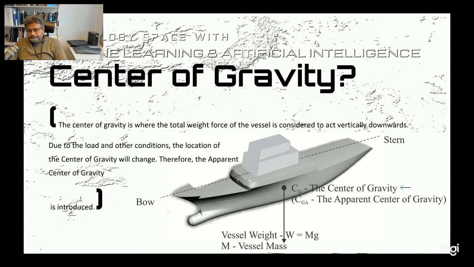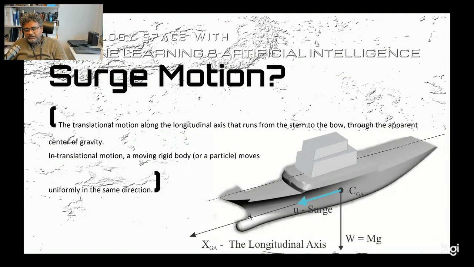So let's discuss some terminology related to ship motion. The first part of that discussion relates to translational motion. Translational motion can be defined as a situation where a moving rigid body moves uniformly in the same direction. That means no rotational motion is associated with that rigid body itself. In such a situation, you can approximate a rigid body as a particle located at the center of gravity of that rigid body.